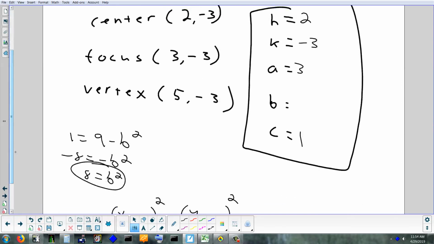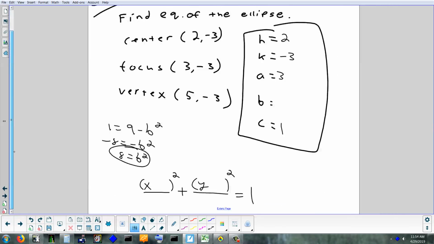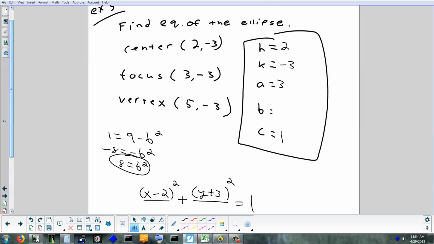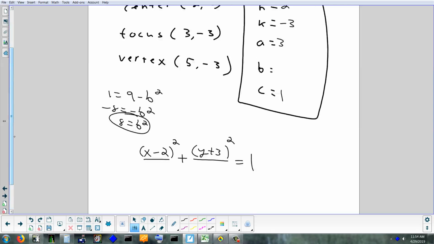So, what would I put as my first numerator? X minus what? 2. Now, be careful. Second numerator is y minus k. Y plus 3. And that's something you also have to be careful about if you wanted to go backwards, and I said, what's the center? Don't say (2, 3). The center here was not (2, 3). It was (2, negative 3). So you just got to be careful when you look at that.